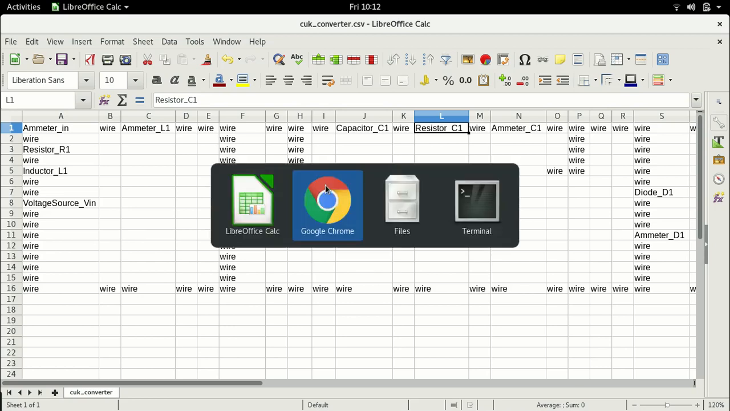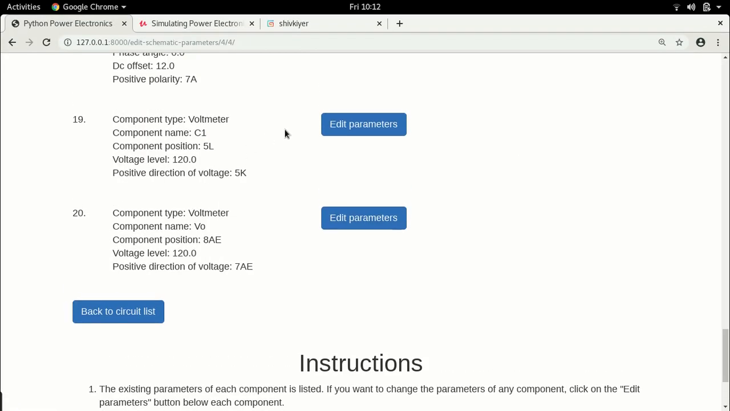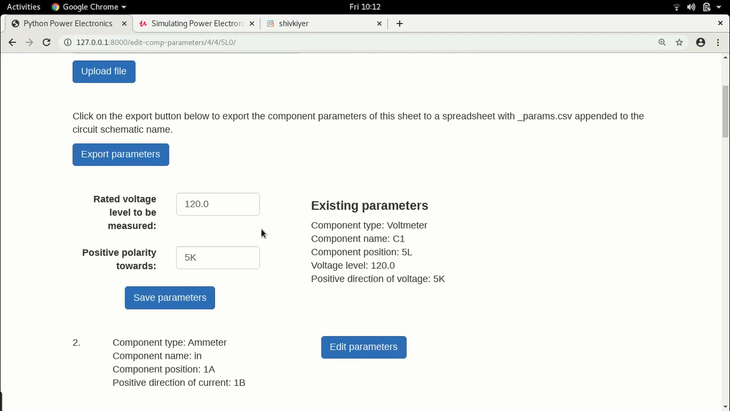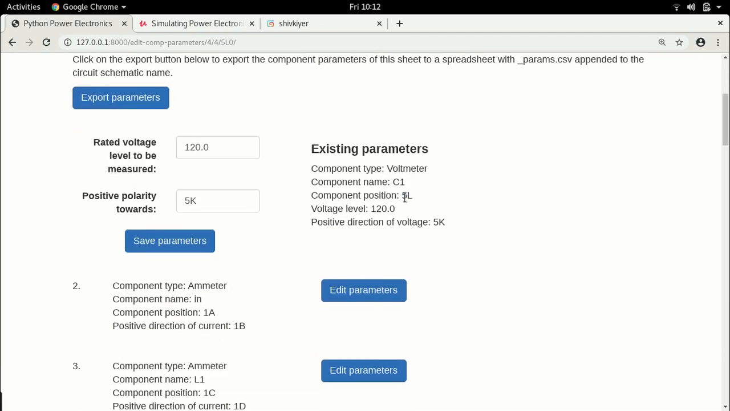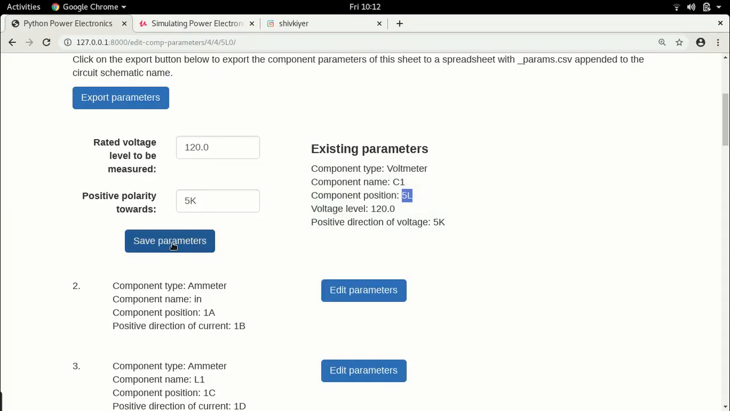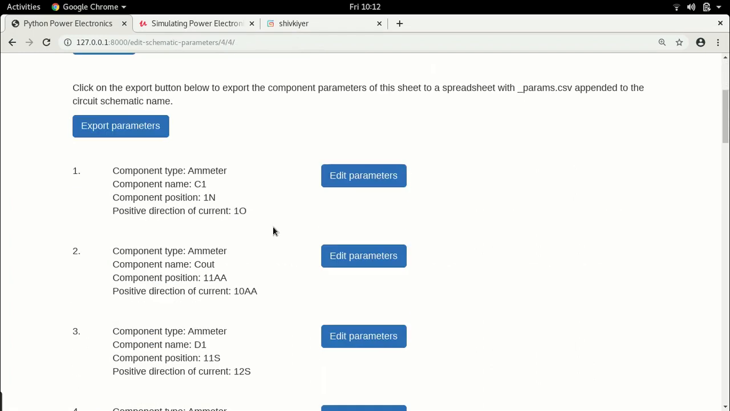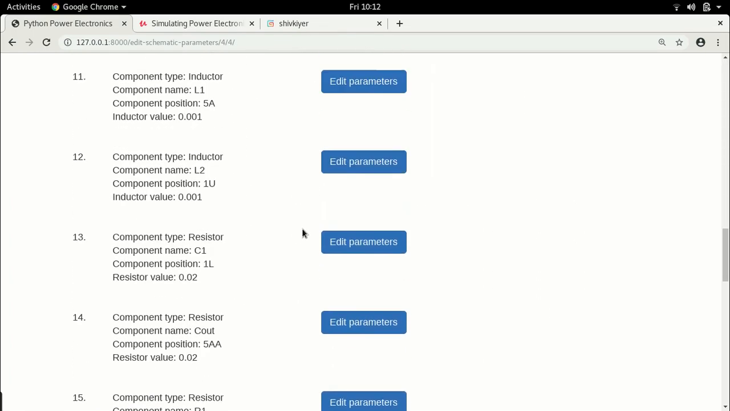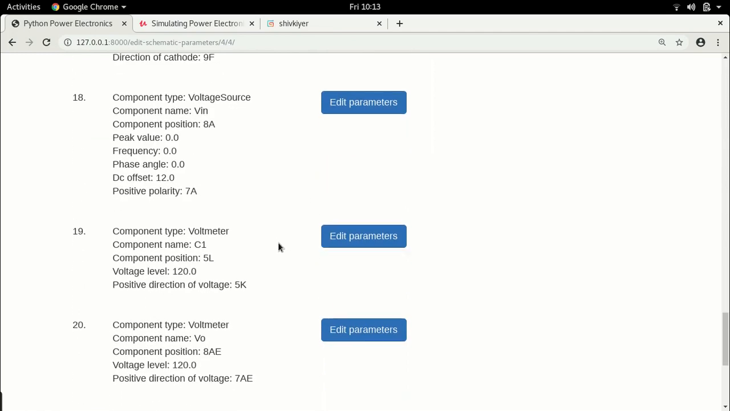So let's do that. The voltmeter C1, let me edit this. The component position is at 5L and positive direction is at 5K. So the component position is at 5L, positive polarity is 5K, which is exactly the way we want. We don't have to do anything. Just save it. And the rated level can also be 120 volts because, like I said, we are going to choose our input voltage to be 12 volts. All of them can be 120 volts.